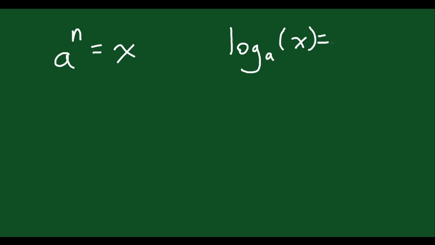What is a logarithm, or a log? Well, a logarithm is just an alternate way of writing an exponential expression. So for example, in the past we would say that something like a to the exponent n is equal to x. We can rewrite this as a logarithm. We would simply say that log with a base of a of x is equal to n.